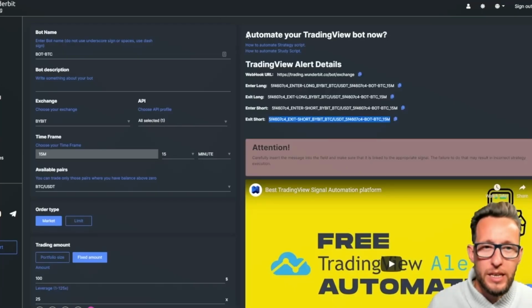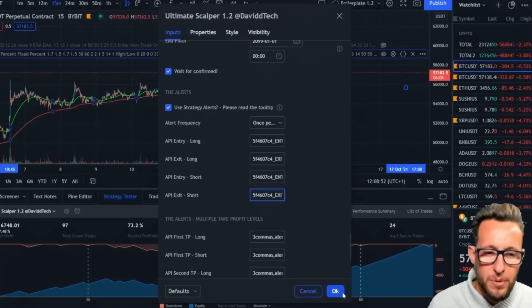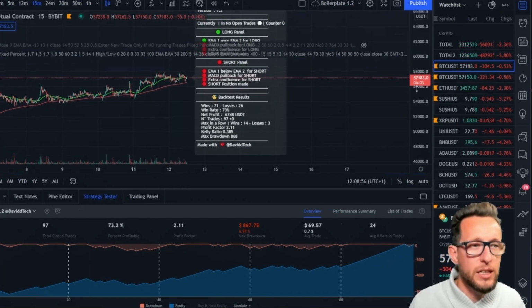Okay, fantastic. And then we're going to go over to the webhook URL, which is the URL. We're going to copy that for later. Okay, right now we press OK. Now that means that the alerts configuration is done. Now what we need to do is add alerts to TradingView.